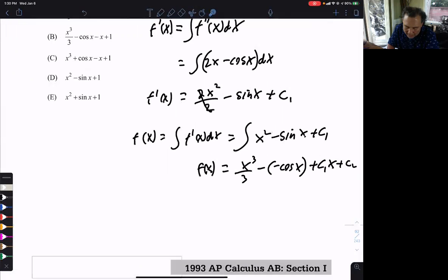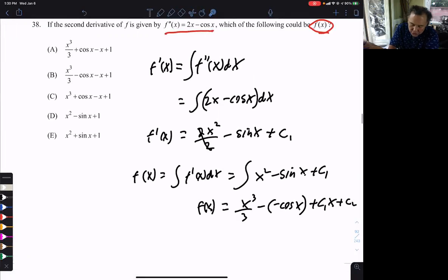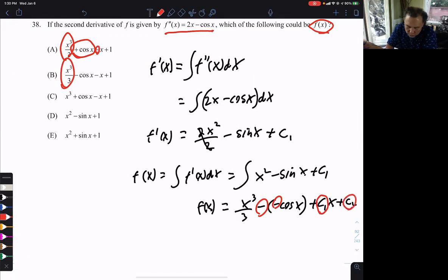So which one matches that form? So x cubed over 3, I have two possibilities, but then the minus and minus make plus, so it's got to be plus cosine. So A has to be the answer. In this case, c1 is just -1, and c2 is 1. So this is possible. These could have had any numbers in front or any numbers there and been right. But the answer is A.